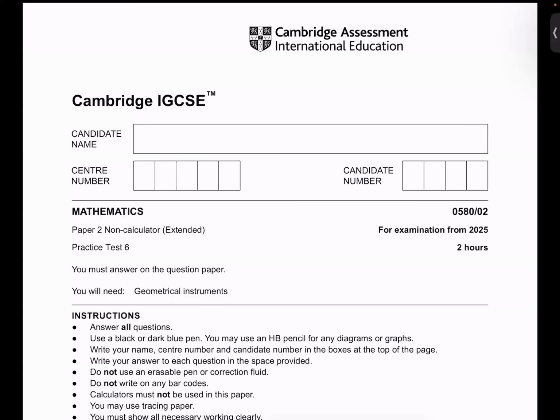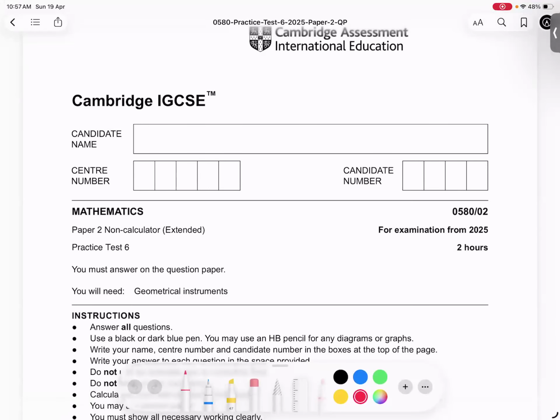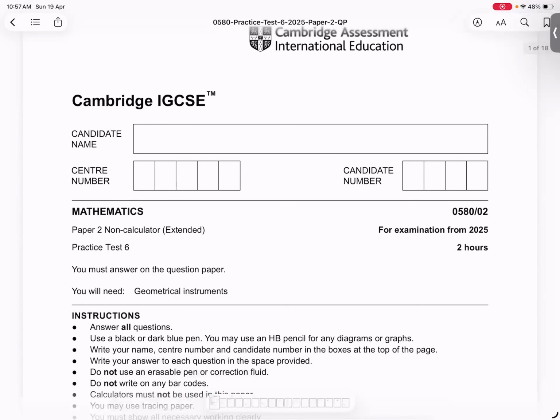Bismillahirrahmanirrahim, students. To prepare for the exam, because we have fewer papers available in the no-calculator version, this paper is no calculator, and this is practice paper 6 from Cambridge. So we are going to solve this complete paper without a calculator.